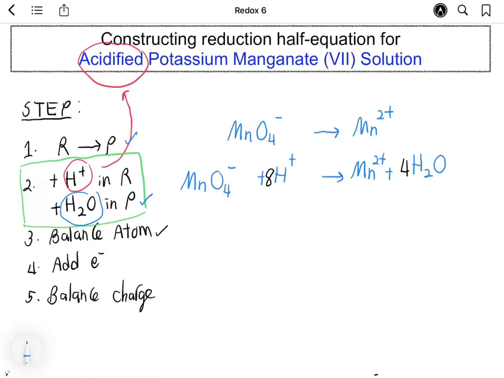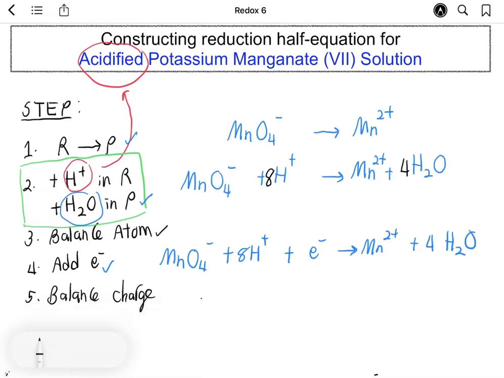Next step, we need to add electron. And since this is a reduction, that involves gain in electron. So when gaining electron, we will write the electron in the reactant. Before we can balance the charge, first we need to determine the net charge in the reactant and the net charge in the product. So manganese ion is -1, 8H+ is +8. So the net charge is +7. On the product side, manganese ion is +2 and water is neutral, so the net charge is +2. So in order for +7 to be equal to +2, we need 5 electrons. So that +7 minus 5, the net charge will also be +2 and is now balanced.